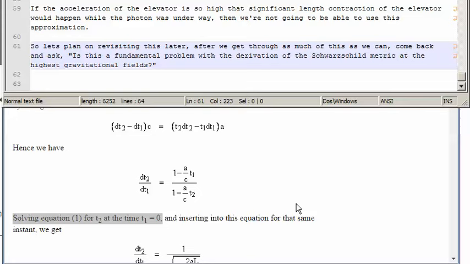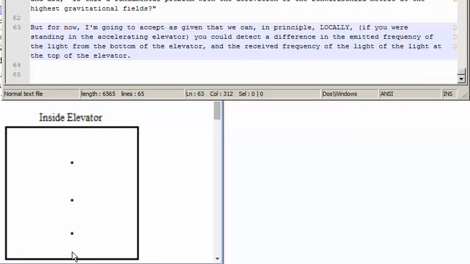So let's plan on revisiting this question later after we get as much of this done as we can. We'll come back and ask, is this a fundamental problem with the derivation of the Schwarzschild metric at the highest gravitational fields? But for now, I'm going to accept as given that we can, in principle, locally, if you're standing inside the accelerating elevator, detect a difference between the emitted frequency of the light from the bottom of the elevator and the received frequency of the light at the top of the elevator.